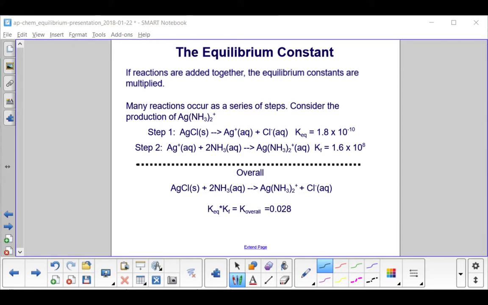And so if I combine those two together, I get my overall reaction, which I've added there. So you see my overall reactants, my overall products. I just got rid of the silver ion because it appears on both sides. So my net reaction is silver chloride plus 2NH3 to produce AgNH3 +1 and Cl-. And the net equilibrium constant, again, is just the product of those two. And we get 0.028.